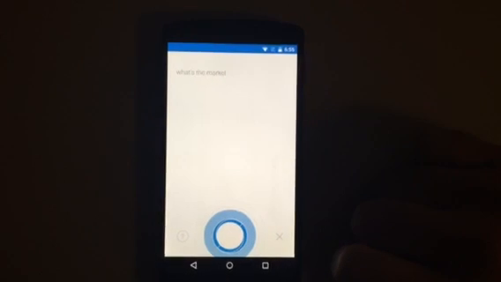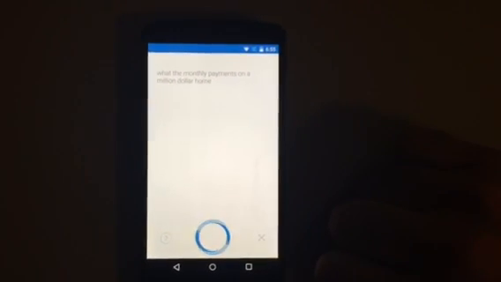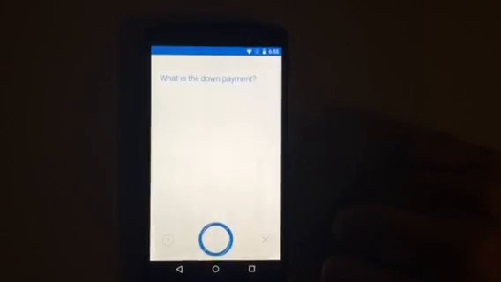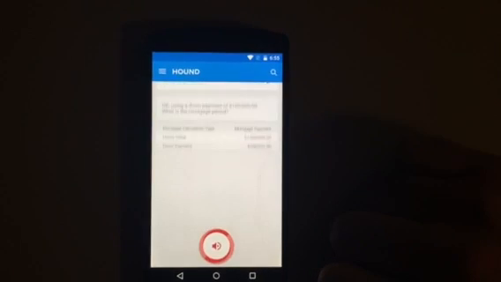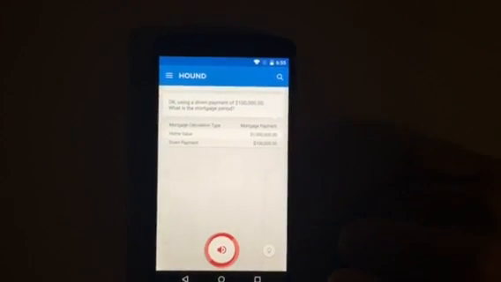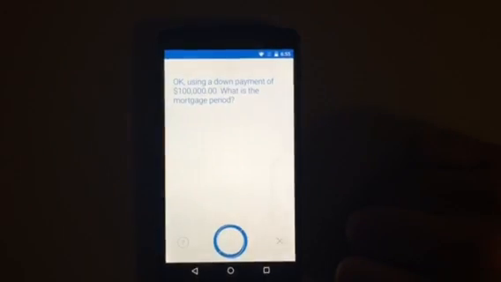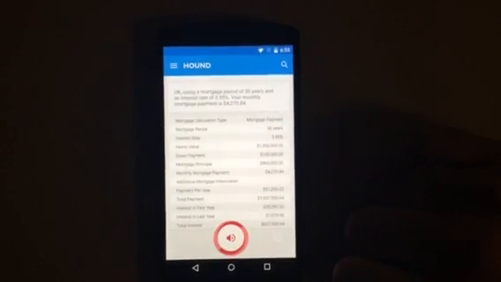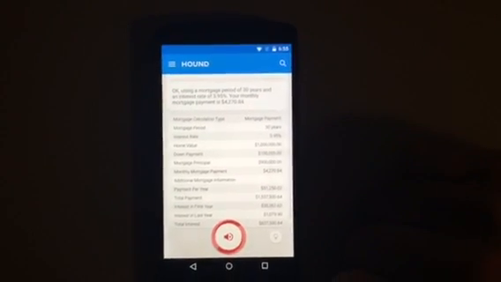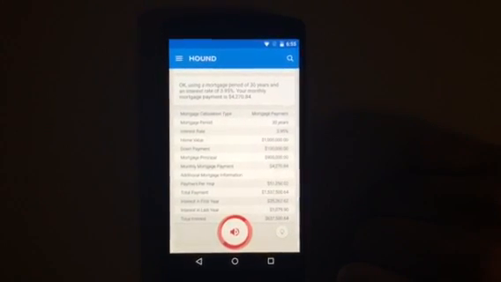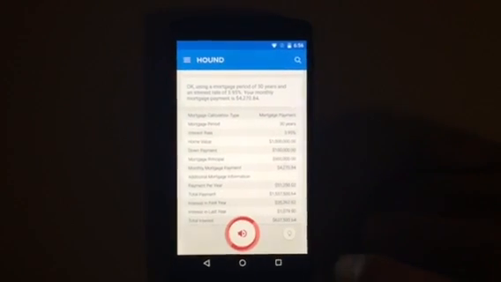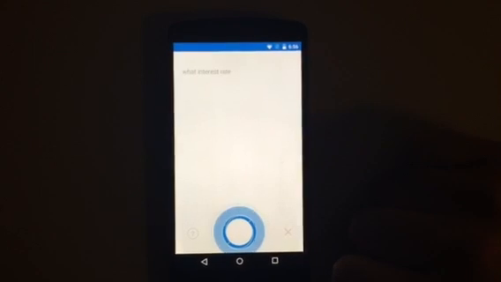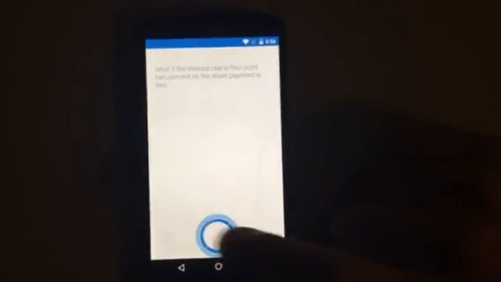What's the monthly payment on a $1 million home? What is the down payment? 100,000. Okay, using a down payment of $100,000, what is the mortgage period? 30 years, and the interest rate is 3.95%. Okay, using a mortgage period of 30 years and an interest rate of 3.95%, your monthly mortgage payment is $4,270.84. What if the interest rate is 4.2% and the down payment is 20%?